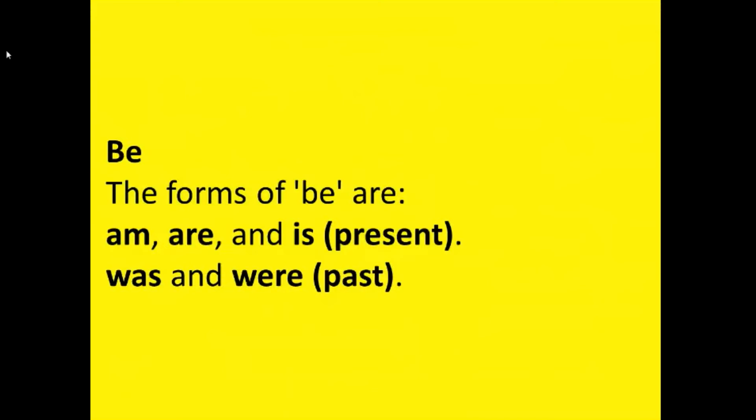The most basic linking verb is be. The forms of be are am, are, and is when we are using it in the present tense. And when we are talking about something that has happened in the past, we will use was and were.